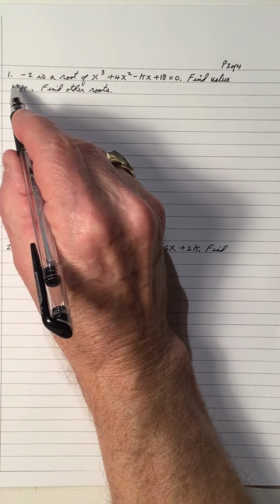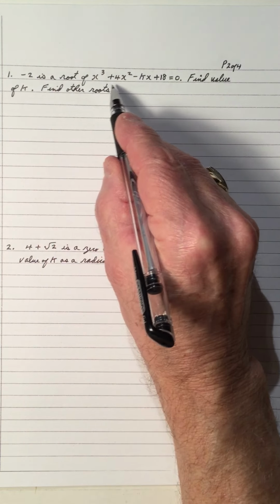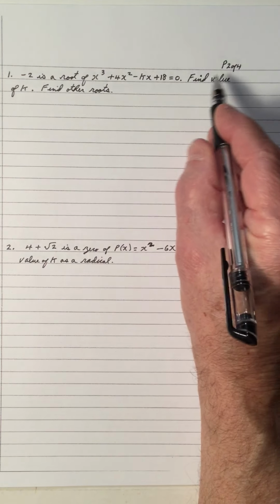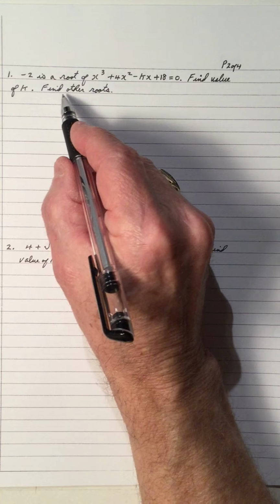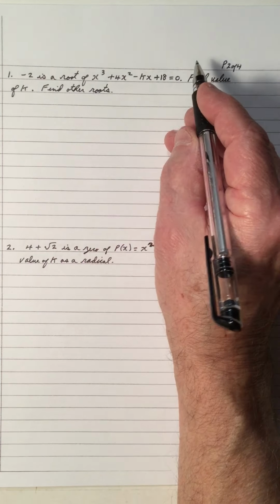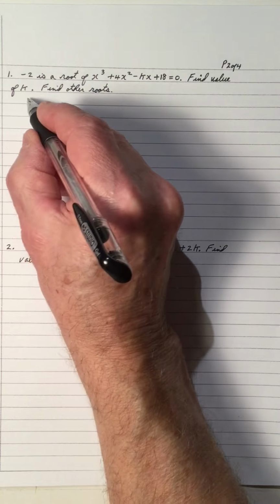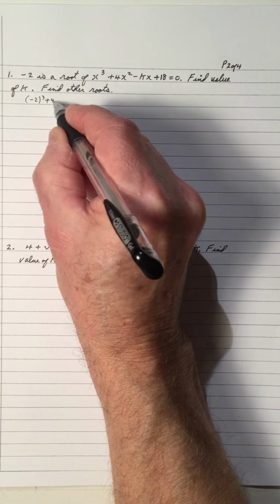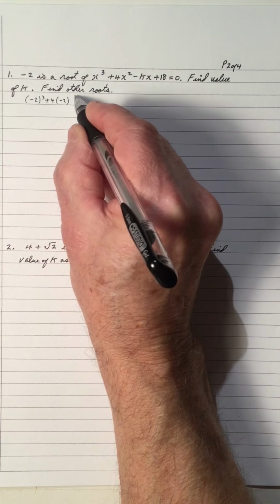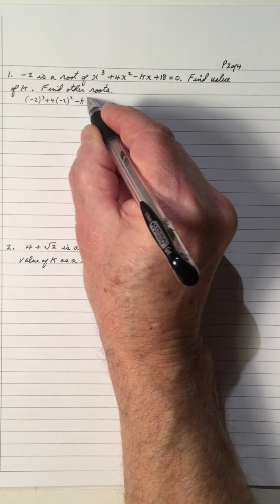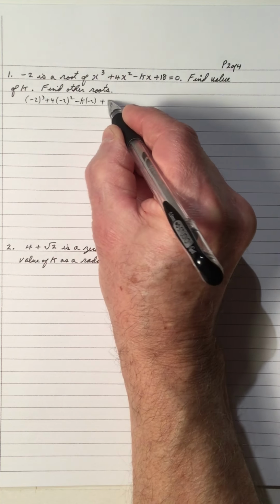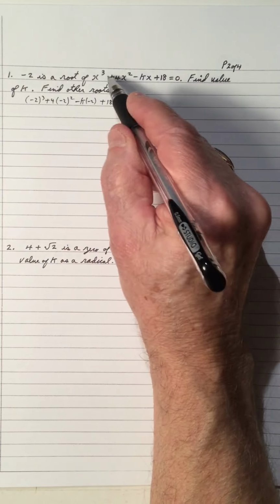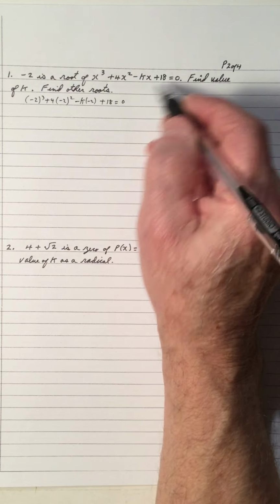Number 1. Negative 2 is a root of this equation: x cubed plus 4x squared minus kx plus 18 equals 0. Find the value of k and find the other roots. Okay, so if we sub negative 2 in the place of x, that will give me a remainder of 0, so that makes this equal to 0. Negative 2 is a root, so subbing it in will give me a 0 remainder.